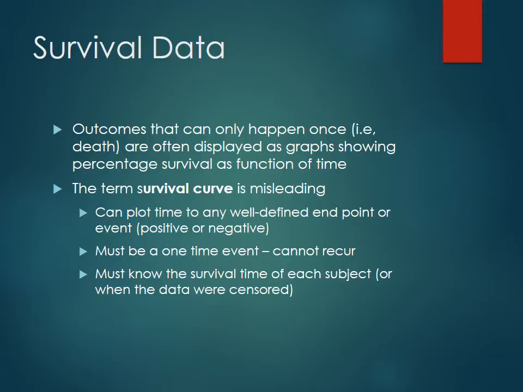When we're looking at survival curves, basically we're plotting the time to any well-defined endpoint or event. Whatever the event happens to be that we're looking at, it has to be a one-time event that does not reoccur. Death is the most common one. Then you have to know the survival time for each subject, or when the data was censored. We'll talk about censoring data in just a little bit. But essentially, you have to know the exact time of when that event occurred, because you can use this data to not only look at a sample of a population, but also to compare survival between different, say, treatment groups. Having that data be exact and knowing when that event occurred is critical for that.